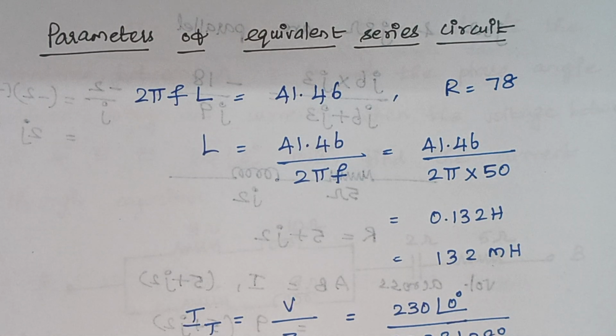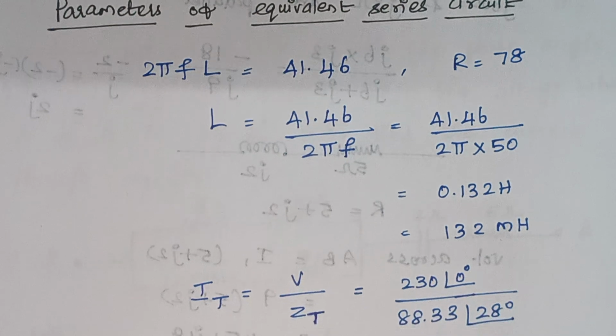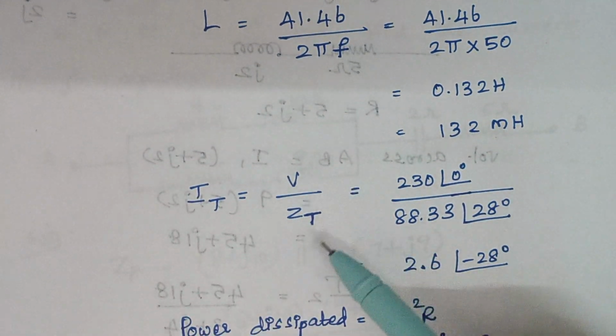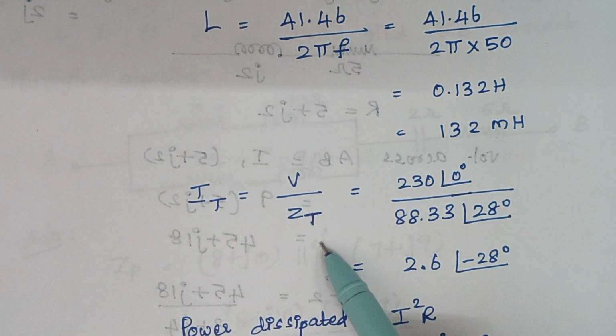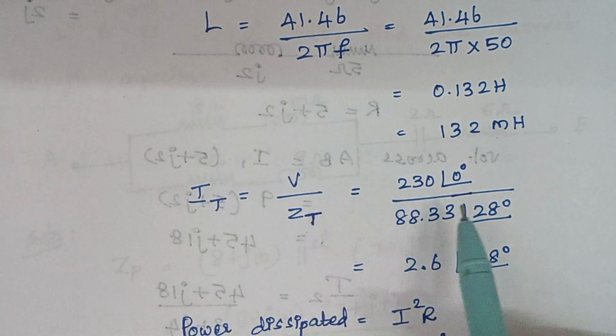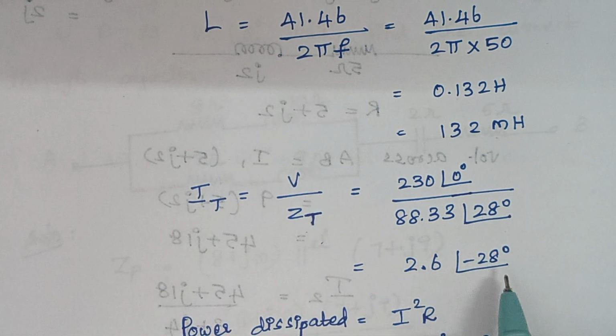And the next thing is we are going to calculate the line current. So current is given by V by Z. We know V, we know Z. So just substitute the values and calculate the current.